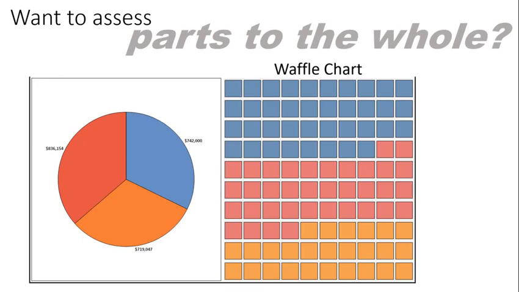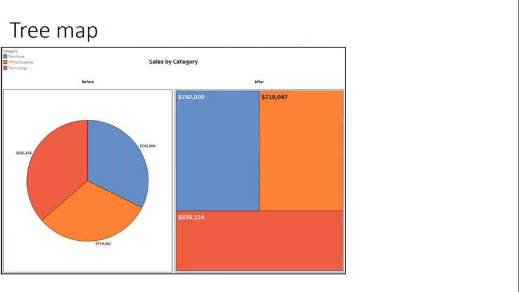There are 100 squares. Each one represents a percent. They're colored to represent the fraction of each part. And I'm going to show you some other examples of this later. They're helpful for showing change over time, I think, not necessarily the easiest way to show this data. Another way to show this same kind of data is with a tree map.